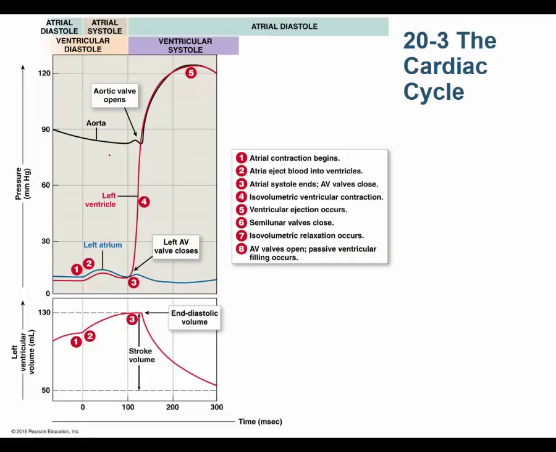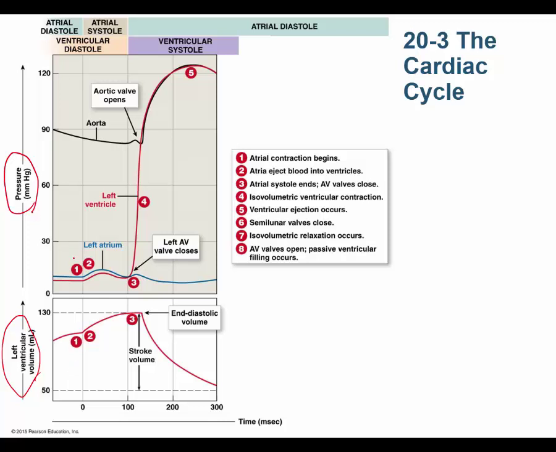First of all, look at two different graphs, really. We have a y-axis of pressure on the top graph, and we have a y-axis of volume, left ventricular volume, on the bottom graph. These graphs can be superimposed on each other, which means the timeline is the same. So they're two different graphs with two different y-axes, but the x-axes are shared and the timeline is the same.